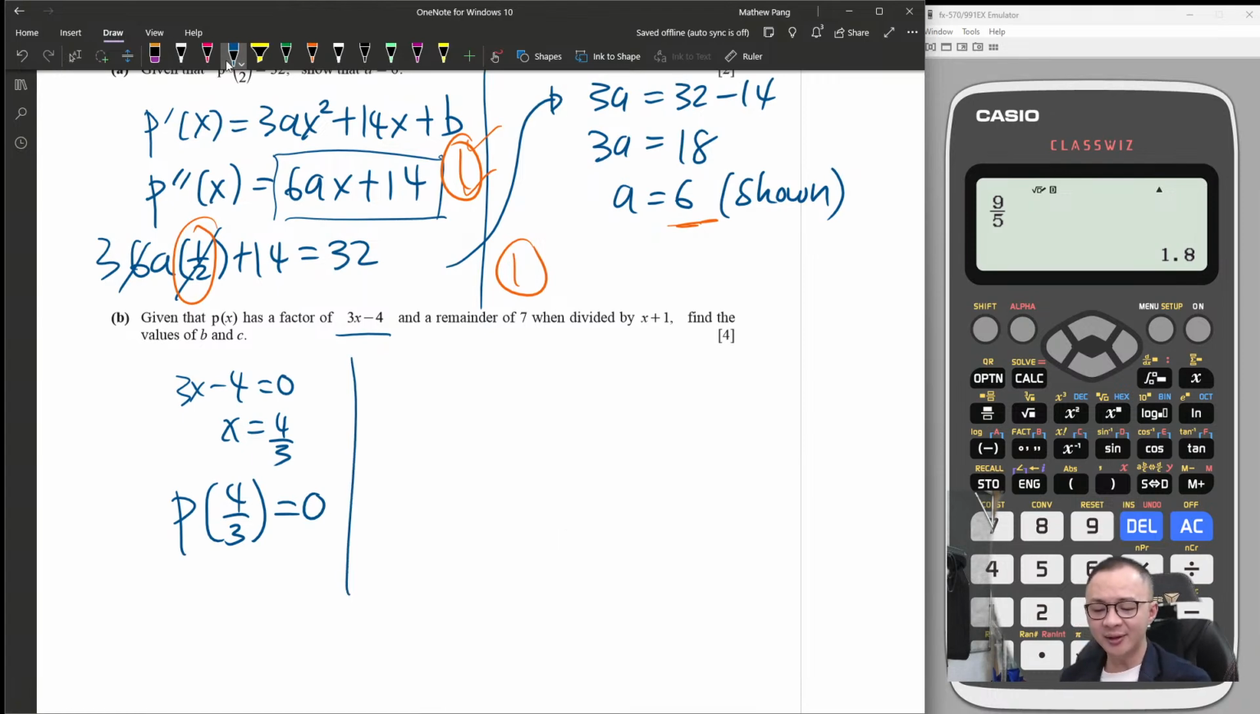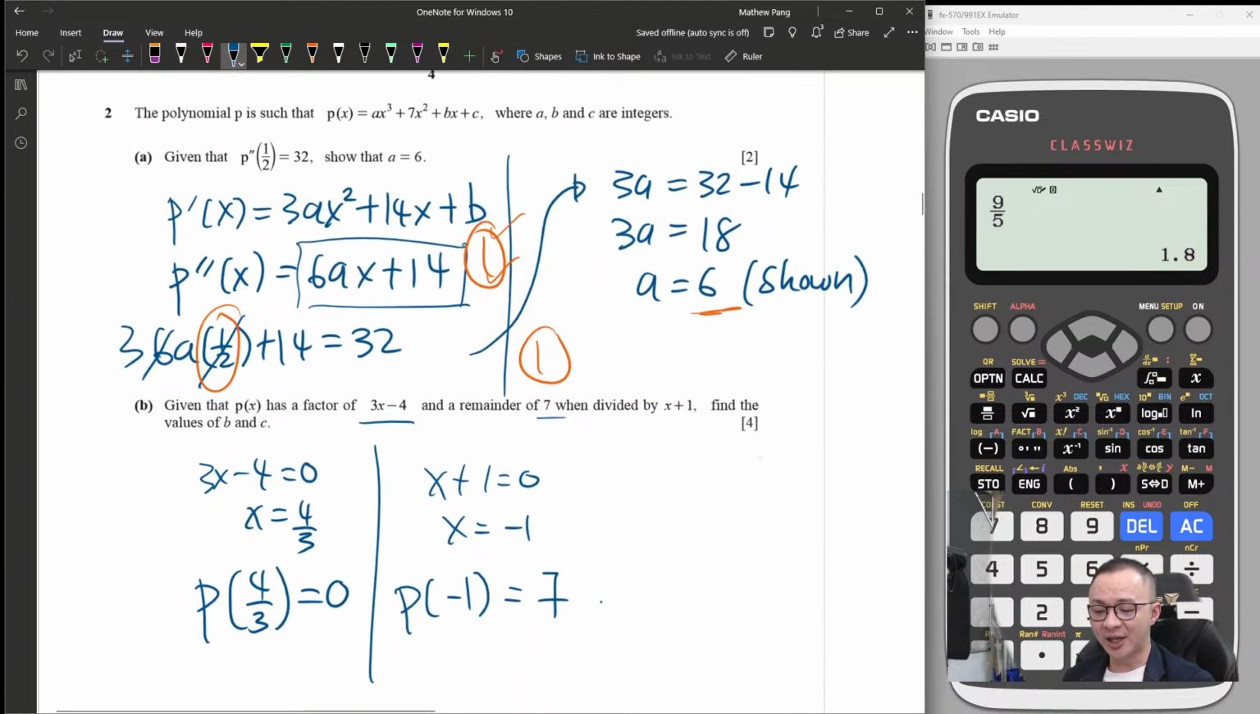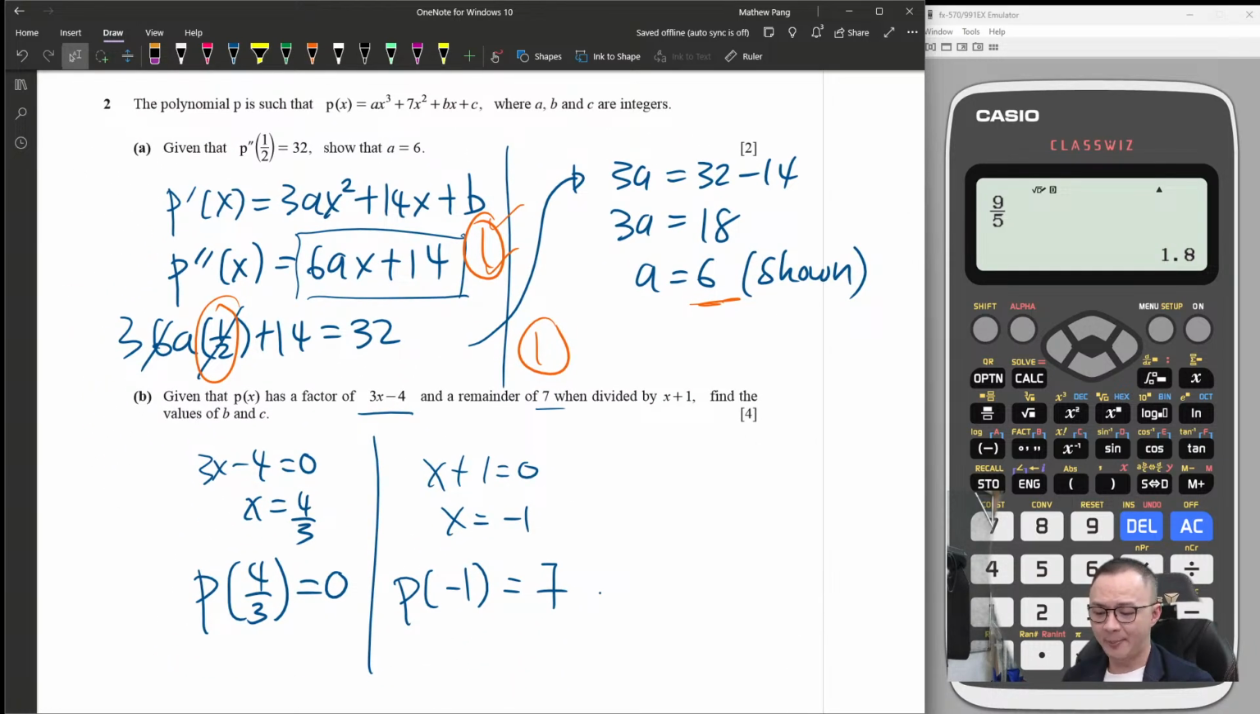Then for the remainder 7, if x plus 1 equals 0, I will sub in negative 1, right? So p(negative 1), I will get 7. So right now I will need to do the simultaneous equations to find out the b and c. This is my p(x) equation. Let me write it down here so that I have more space.